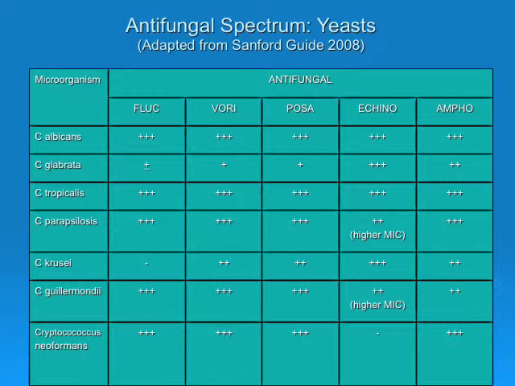C. tropicalis and C. parapsilosis are usually very fluconazole sensitive. Candida krusei is intrinsically resistant to fluconazole due to the alterations in its cytochrome P450. And Candida guilliermondii and Cryptococcus are also pretty sensitive to fluconazole.